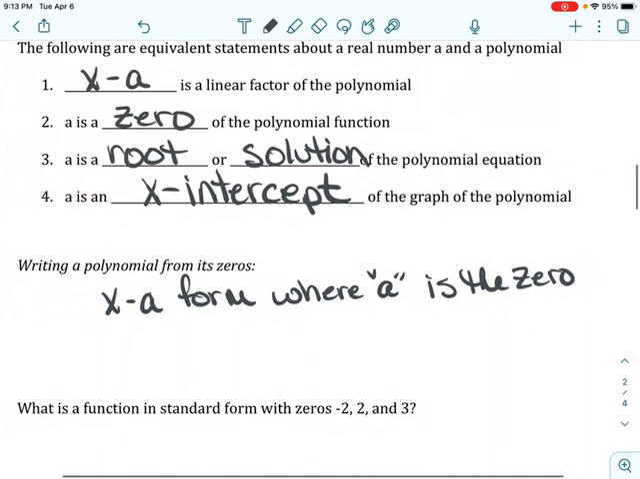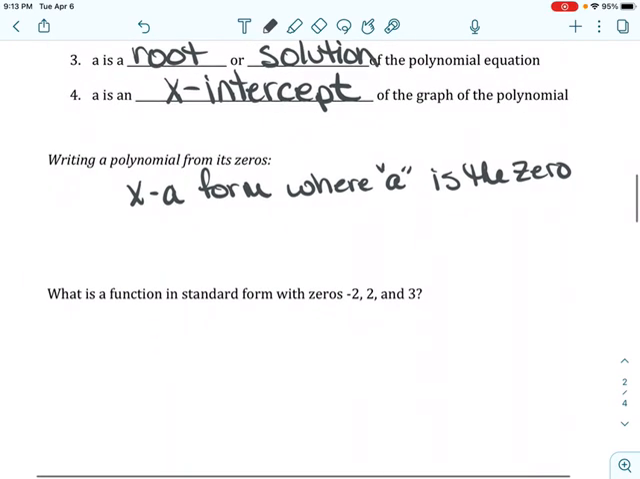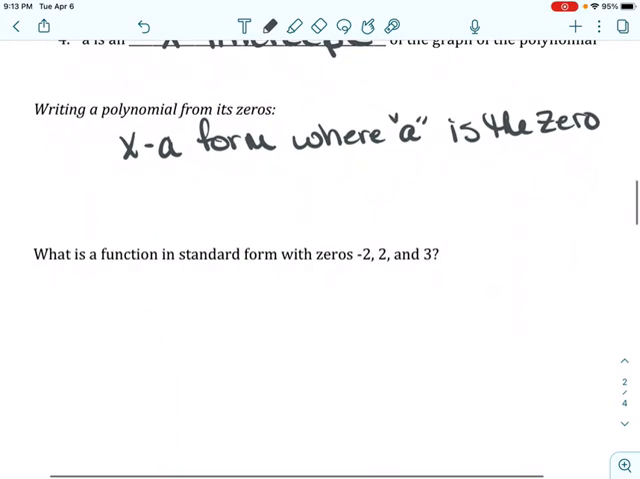Okay, so we're going to write all of our roots in x minus a form, and then we're going to multiply them together. Okay. All right, so let's try this one. What is the function in standard form? The zeros are negative 2, 2, and 3.